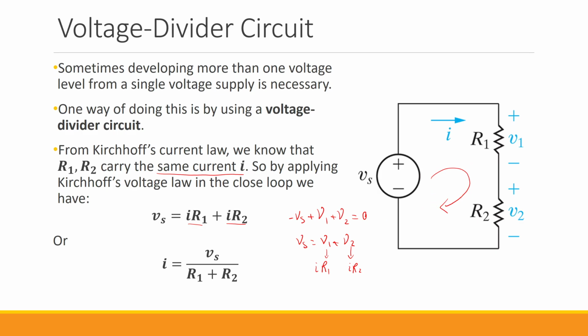As you can see, writing the KVL for this simple circuit results in Vs equals I multiplied by R1 plus I multiplied by R2. This is equivalent to having I equal to Vs divided by R1 plus R2. This is something that you have seen before when we were talking about resistors in series. If you remember, this is the equivalent resistance of these two resistors in series. Now that we have this, we can calculate V1 and V2, because we have the current that goes through each one individually, and we know the values for the resistance too.